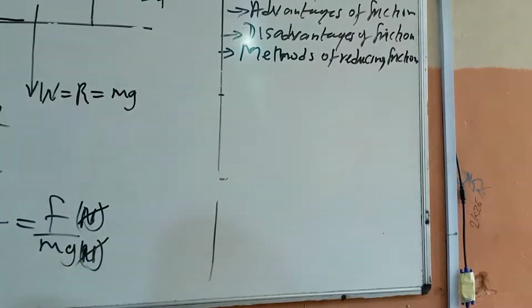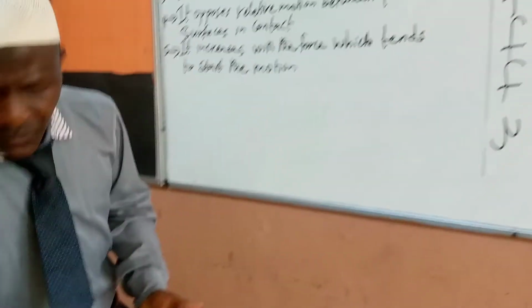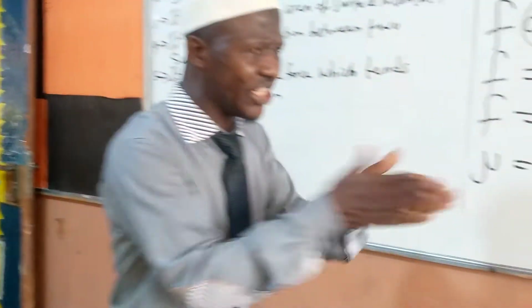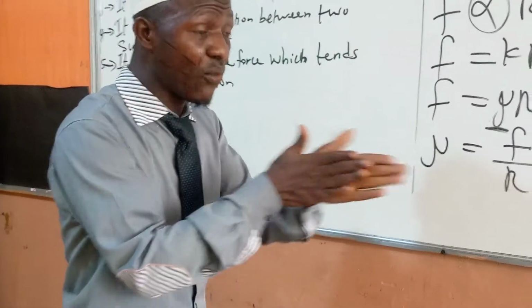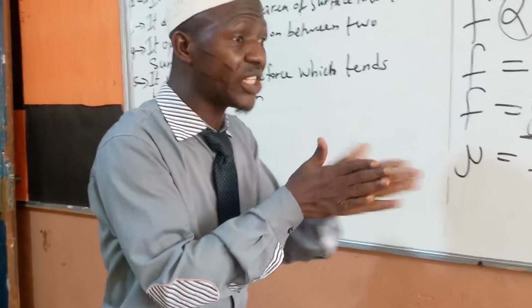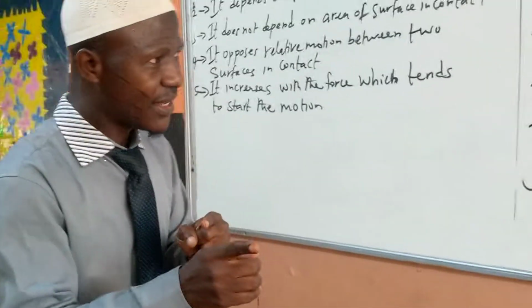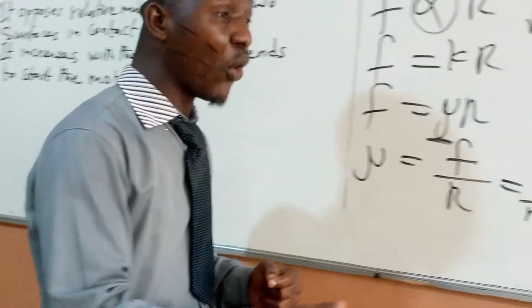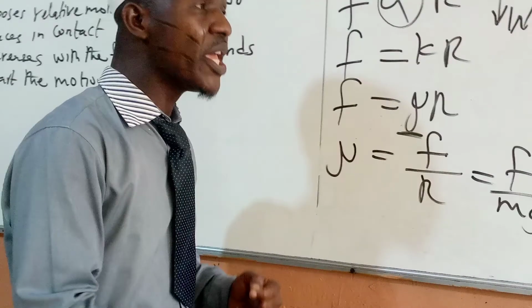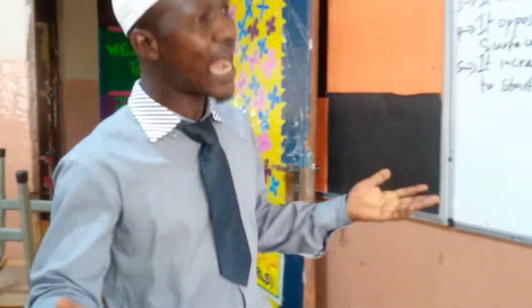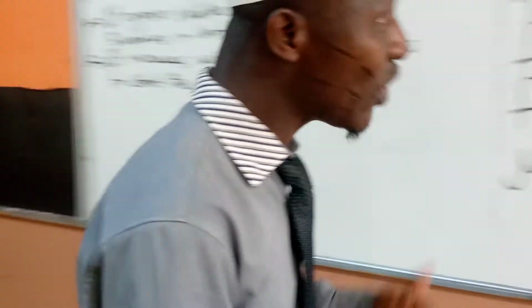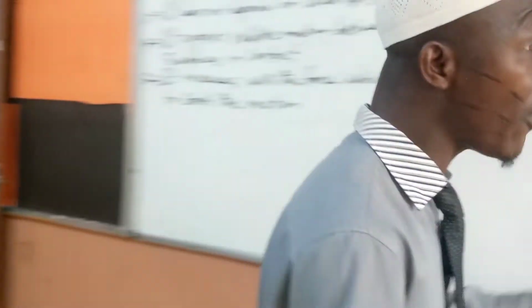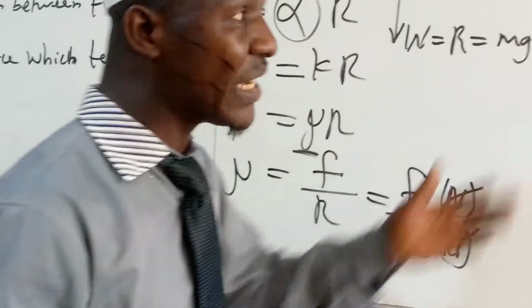Then another one is this. It generates heat. If you rub your palm together like this, you see that after some time you feel it. So friction generates what? Heat. And don't forget, that heat is part of the energy that we are supplying. Therefore, it will reduce efficiency of machine. Then how are we going to say it's good in one aspect and it's not good in the other aspect? Therefore, we need to look for means of reducing it in the aspect that we don't need it.